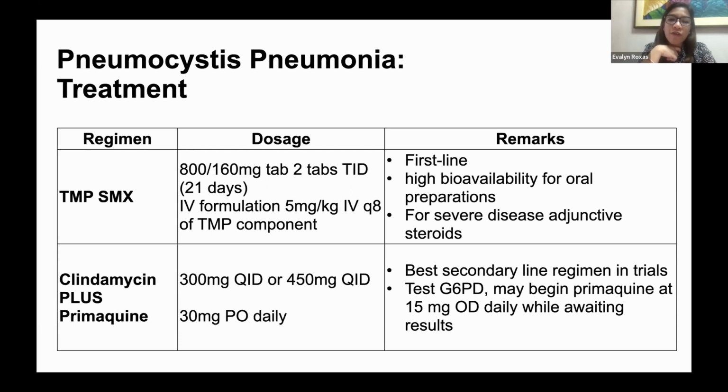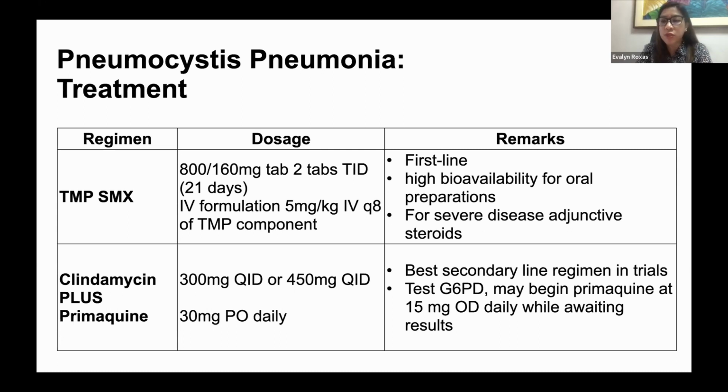An IV formulation, if available, is recommended, but in our country we don't have an IV formulation of cotrimoxazole. That's why we give the oral formulation. Take note that Cotri has high bioavailability in its oral preparation. And if necessary, there are instances wherein steroids are given for PCP pneumonia. There are indications for giving steroids together with cotrimoxazole in the management of pneumocystis pneumonia.